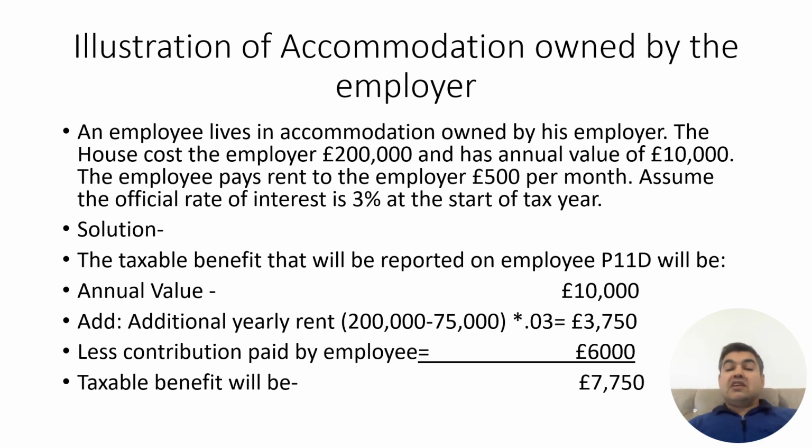That will be 200,000 minus 75,000. 75,000 is the baseline. Any result from this is multiplied by the rate, which I assume, like I said, is the official rate of interest which will be given in an exam. Then less any contribution paid by the employee. So the total taxable benefit will be 7,750.